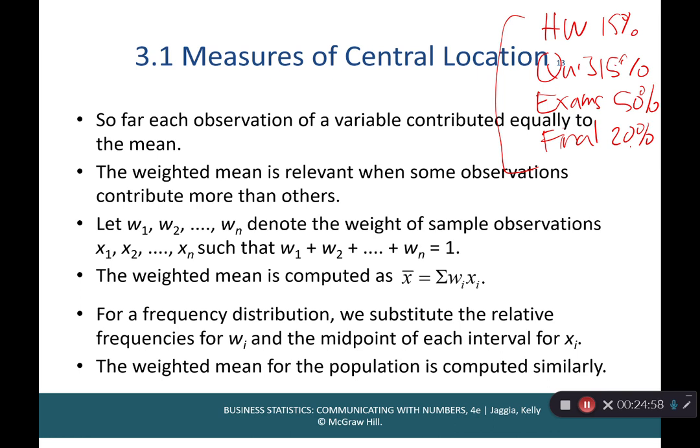So the weighted mean, really what you need to know, I'm not going to ask you to calculate it on your test, but you need to know that the weighted mean is a measure of central location, and it can be found with this formula. So instead of summing up just your x values, you multiply each x times its weight and then sum it all up.